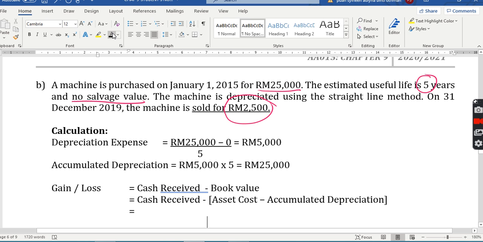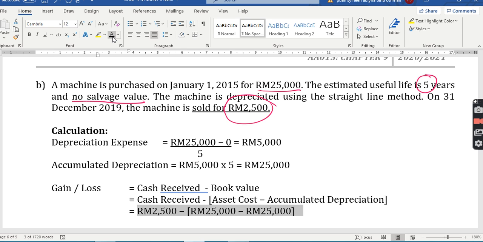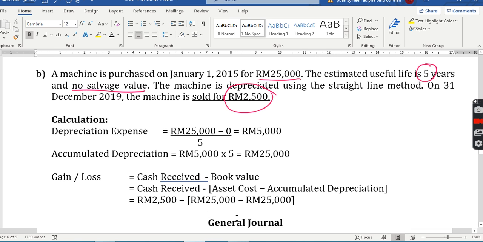So you need to calculate whether you are getting a gain or loss because you are selling the asset. It's different from what you did earlier. Earlier we discarded, but here we sold the asset. The cash received in this transaction is 2,500, and the book value for this asset after 31st December 2019 is 0. How come it's 0? Because the asset cost is 25,000 and the accumulated depreciation to date is also 25,000. That means your book value is 0. So actually you get a gain by selling the asset with the amount of 2,500.